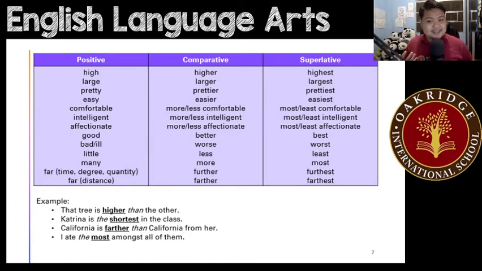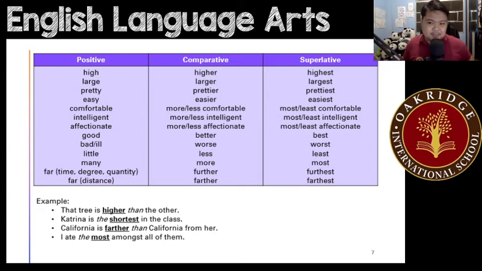Little is when you have few of something, right? So you have little, then less, and then least. Many is the opposite: you have many, then you have more, and then you have most. Far is used when you're talking about time or degree or quantity, just how much something is. You have far, further, and then furthest. And when you're talking about far as in distance, then you'd have far, farther, and then farthest.